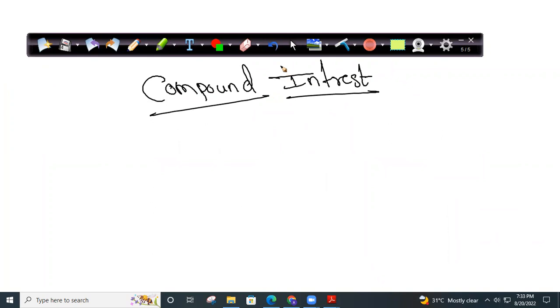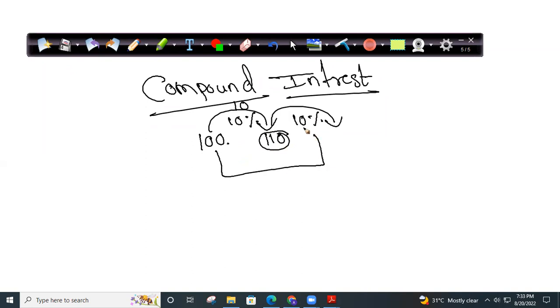This is the next concept that you should be aware of. So what is the meaning of compound? Suppose you take 100 rupees at a 10% rate of interest. 10% of 100 is 10, so it becomes 110. On this, again, if you have a 10% rate, compounding means that on this value you will not take 100 and do the interest. On 110 you do 10%.